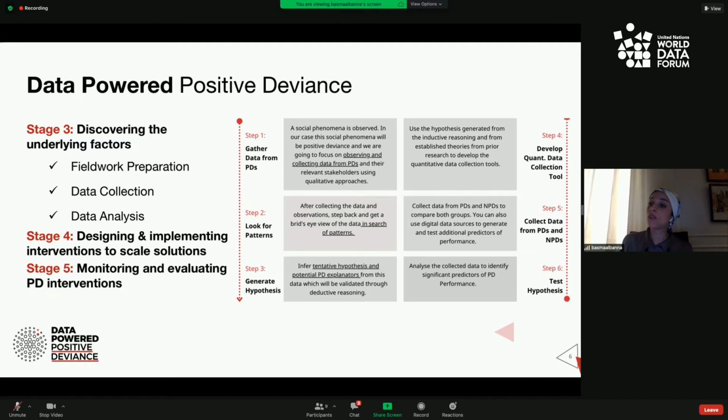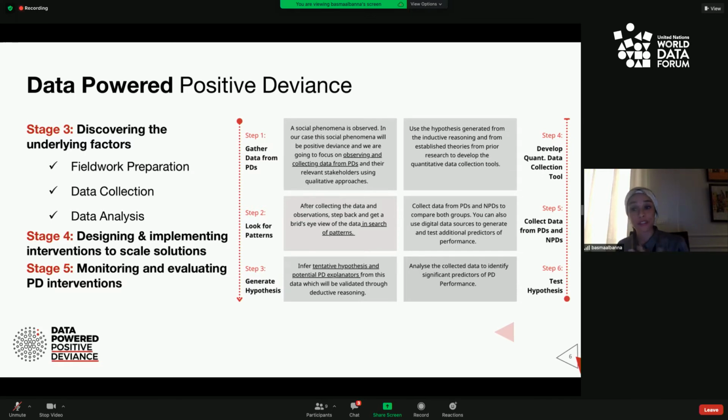So after generating those hypotheses, they could inform the design of a data collection tool. This one would be more of a quantitative tool that would cover a sample including both the positive deviants and the non-positive deviants. And this is when we would be able to identify significant differences between both groups and identify those predictors that are leading to this high performance.